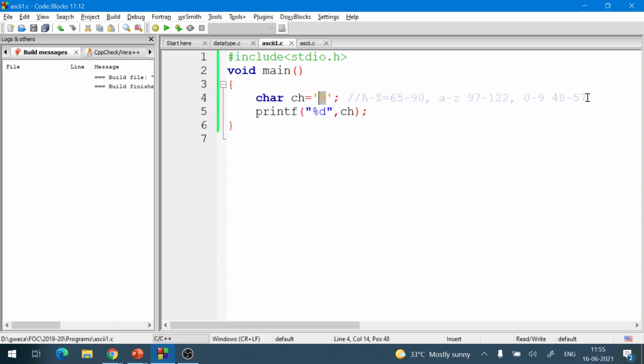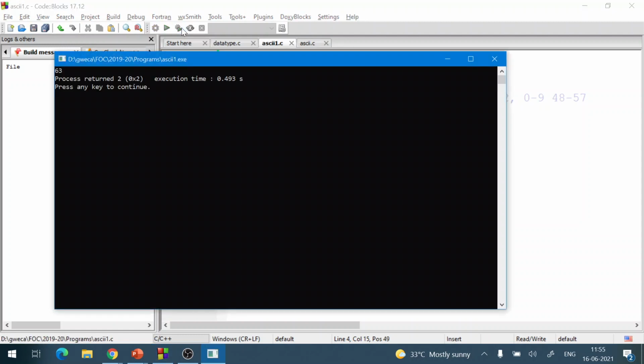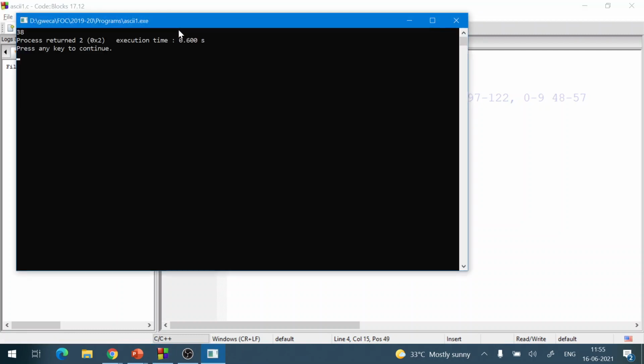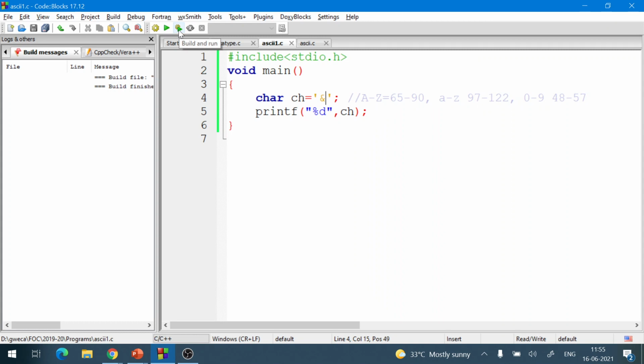Now let us see what about other symbols. If I use the question mark, it also has an ASCII value. 63 is the ASCII value of the question mark. If I use the dollar sign or the ampersand sign, it has ASCII value 38. So any character that is available on the keyboard has an ASCII equivalent in the form of an integer. You have to always remember that all the characters are integer convertible, and integers from 0 to 255 are character convertible.